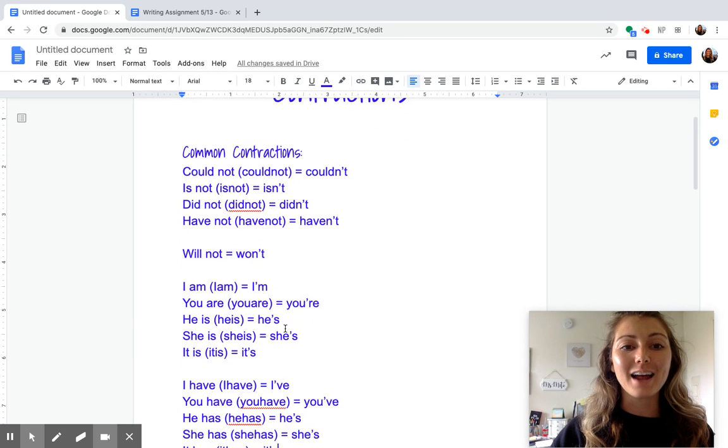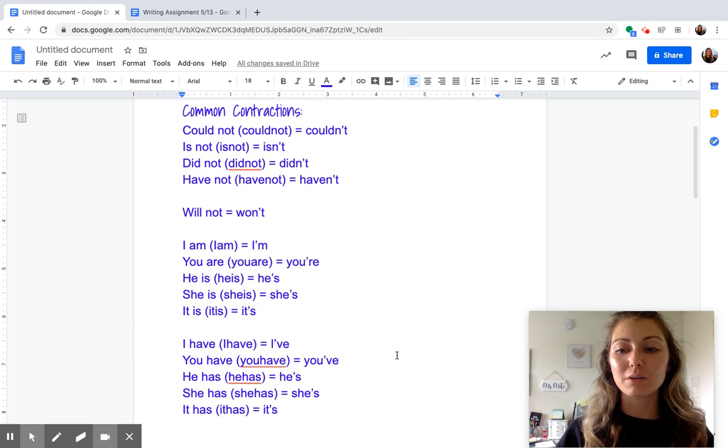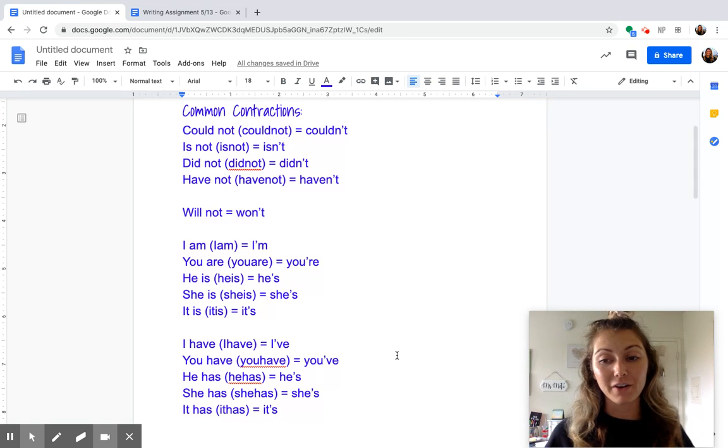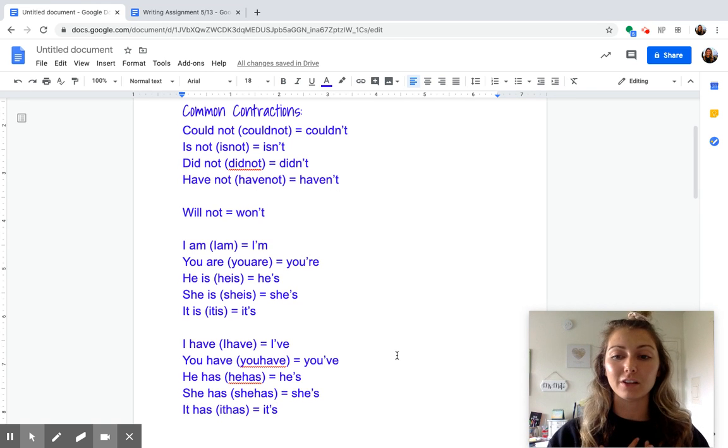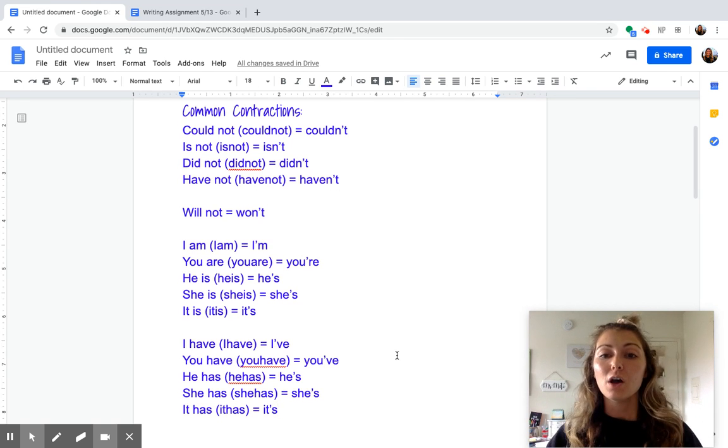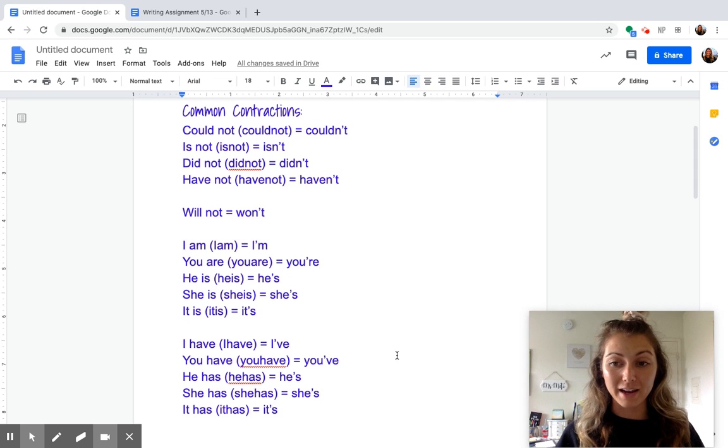Now, that's not all of the contractions, but those are some common ones that we see very often and that we use in our English language very often. We can use contractions in writing if we're just writing informally. Now, if we're writing formally, we want to stay away from using contractions. But if we're just quickly writing a story or maybe a summary, we can use contractions.